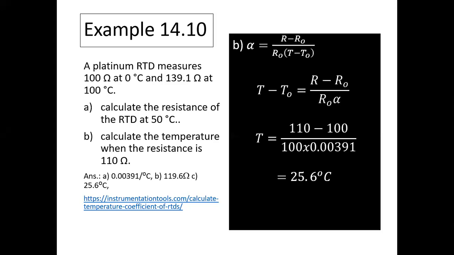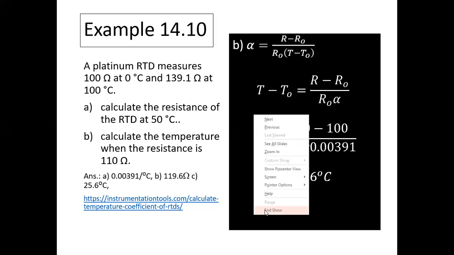That's all. Just use this formula. Cross multiply. Take the alpha down. That's a new value. R is your 100. The reference temperature is 0. T naught is 0 and R naught is 100. And this one we already calculated there. Okay. We will stop here.